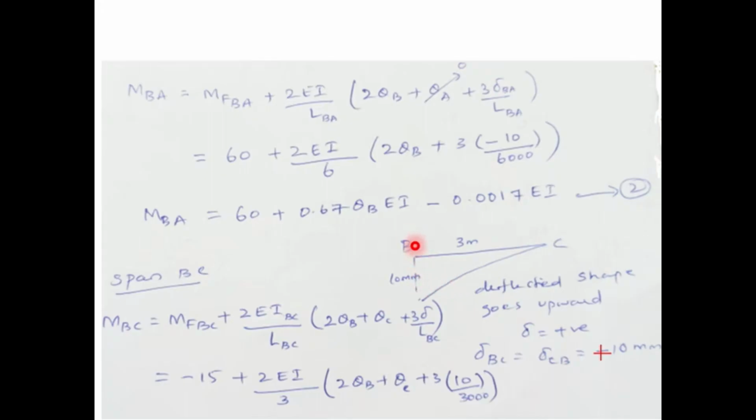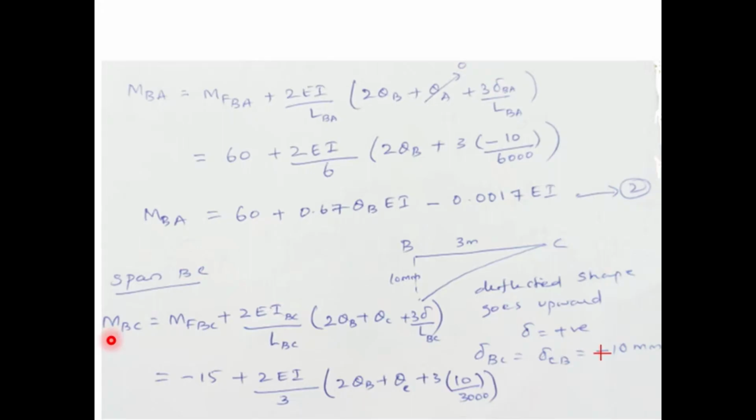Now see the deflected shape from left to right, that means B to C. When you see the deflected shape from left to right, it goes upward. Deflected shape goes upward means delta is positive. Therefore, delta BC is equal to delta CD is equal to plus 10 mm. So this is the delta value.